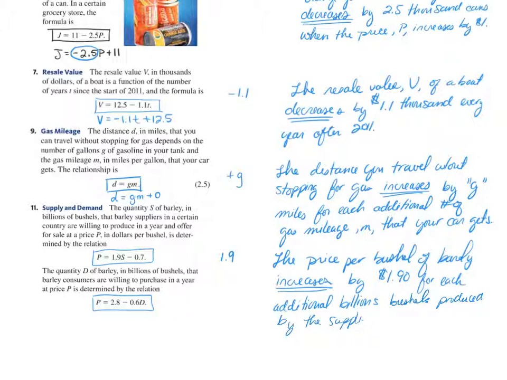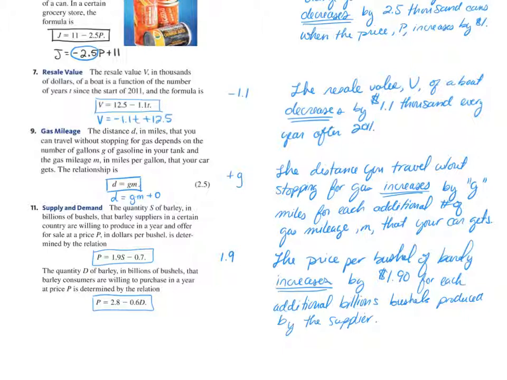And that makes sense too, right? For each additional billions of bushels that the supplier produces, the price is going to increase by $1.9 or $1.90. Okay, I hope that you found that helpful.